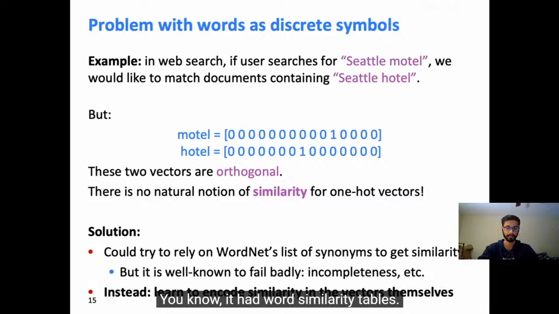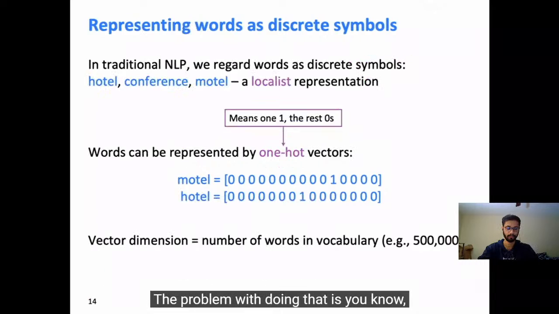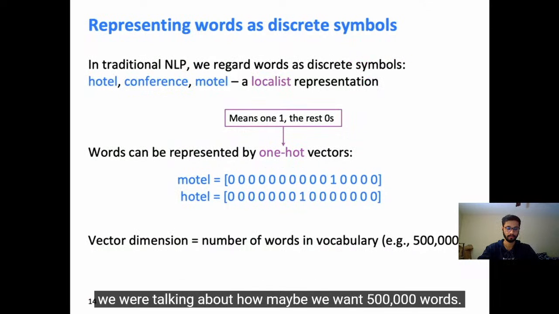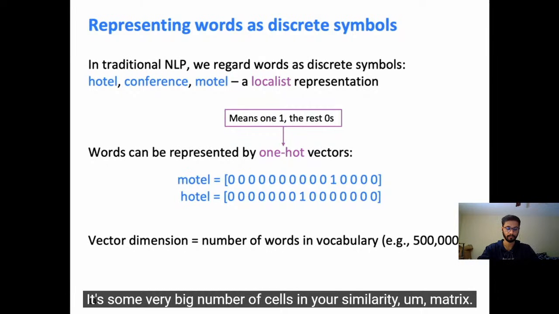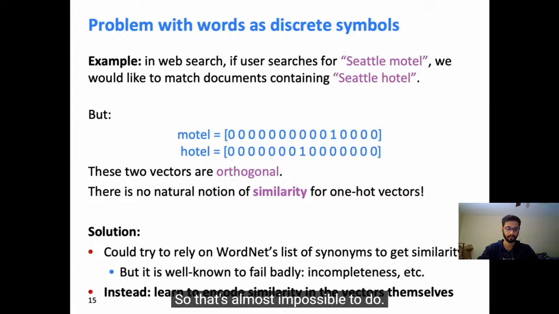You know, it had word similarity tables. The problem with doing that is, we were talking about how maybe we want 500,000 words. And if you want to build up a word similarity table out of pairs of words from one-hot representations, that means the size of that table, as my math is pretty bad, is 2.5 trillion. It's some very big number of cells in your similarity matrix, so that's almost impossible to do.